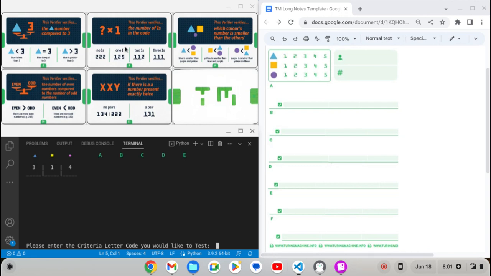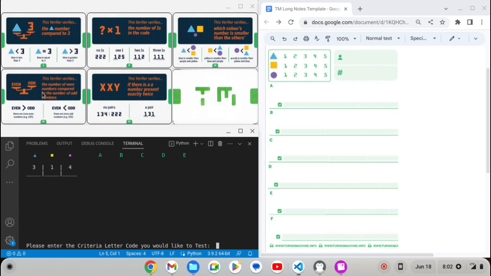Criteria card B looks at our 3-digit solution and will let us know how many of those digits are 1. Are there no ones? Is there a single one? Perhaps there's 2, maybe even all 3 are 1s. Criteria card C, again, looks at our 3 digits, our triangle, square, and circle, and will let us know which one is the absolute smallest. Should triangle be the smallest? Should square be the smallest? Or perhaps it's circle that should be the smallest.